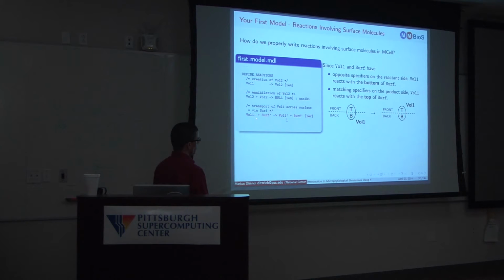So let's look at the reactant side. What you notice here is we have opposite specifiers: a comma here and an apostrophe here. If you write it this way, this basically means that the volume 1 molecule will react with the bottom of your surface molecule. So graphically, volume 1 reacts with the bottom. And if we look at the product side, now you have the same ones, two apostrophes. And this means that volume 1 reacts with the top domain of the surface molecule. If they're opposite, volume 1 reacts with the bottom domain. If they're the same, it reacts with the top domain.